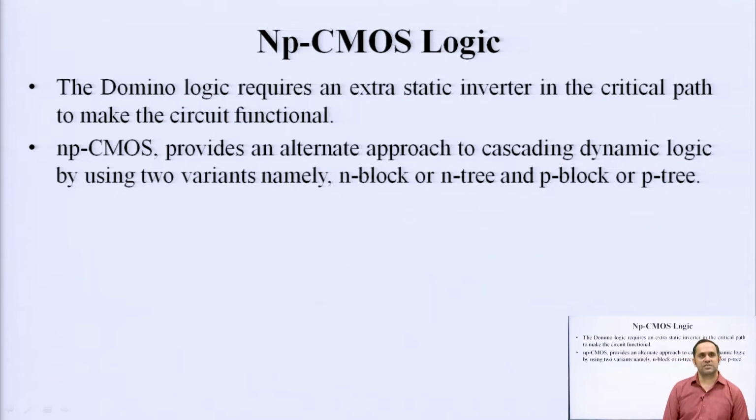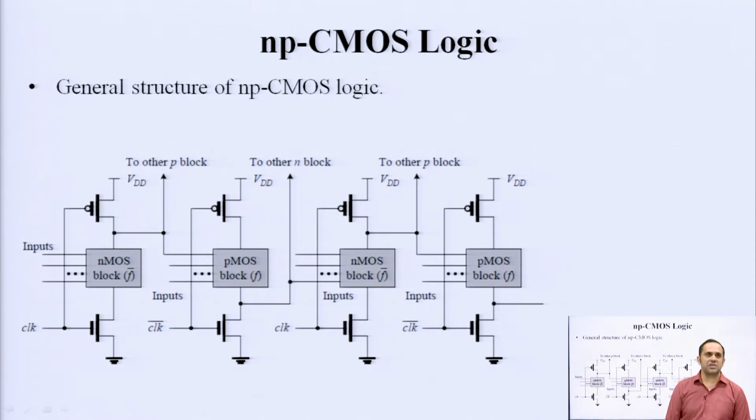So, let us discuss the np-CMOS technique. It largely uses two elements, one is what is known as the N block or N tree, another is the P block or P tree. As the name suggests, the N block is going to consist of NMOS transistors and the P block is going to have P channel MOSFETs. This is how the general structure looks like.